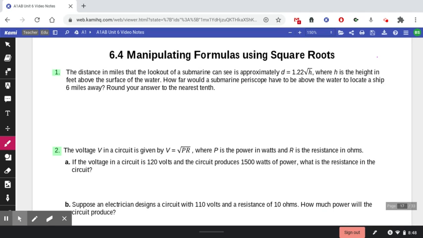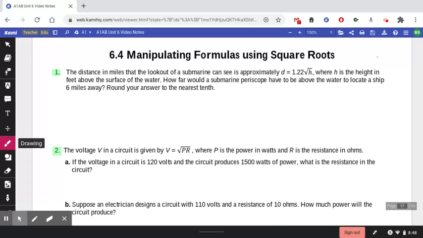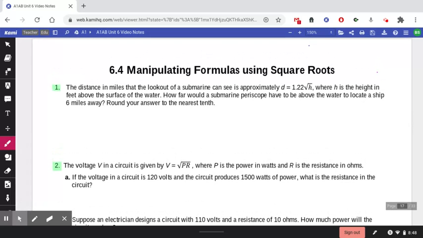In today's lesson, we're going to talk about manipulating formulas using square roots. A major thing that's going to occur here is that we're going to talk about those opposite operations. And what I mean by that is that we here in the top right know that adding and subtracting are opposite operations, right? Multiplication and division are opposite operations, right? And in this case, the square root and something squared are opposite operations. So we're going to use that fact a little bit, that the square root and the square eliminate one another.